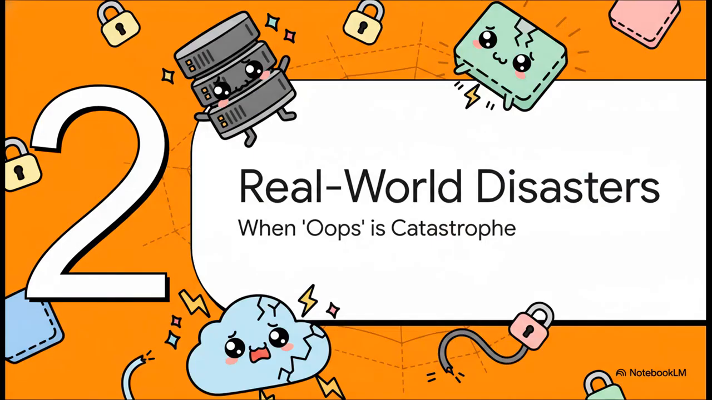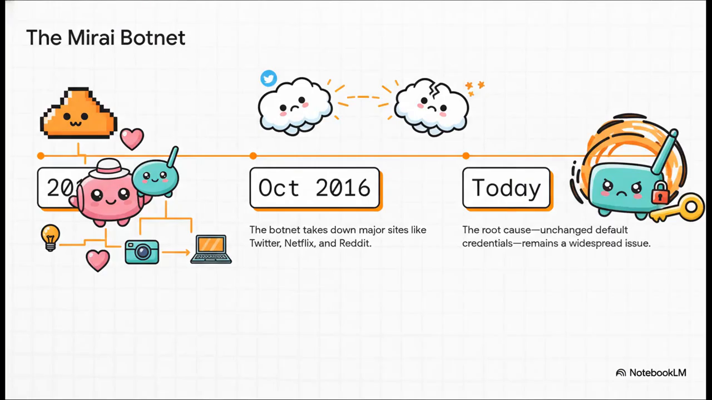All right, let's talk about what happens when these simple mistakes turn into absolute catastrophes in the real world. Because these aren't just theories. These things have taken down huge chunks of the internet. You probably remember the Mirai botnet. Back in 2016, a piece of malware just scanned the internet for devices like home routers and security cameras that were still using their out-of-the-box passwords. It infected millions of them, turning them into a giant robot army.